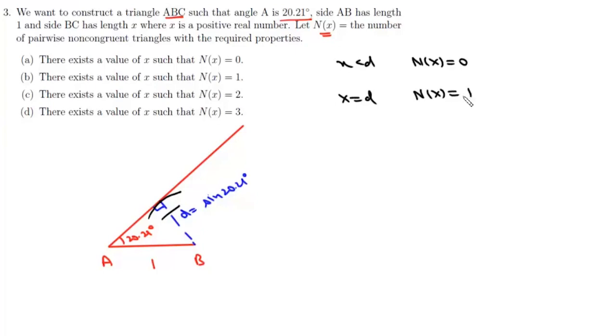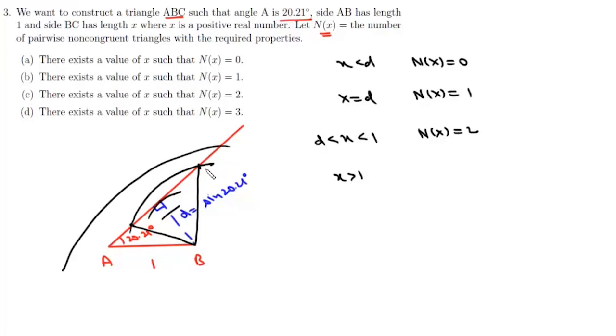just one triangle. Now if we take this X greater than D but less than 1, in that case if we draw this arc, it will have 2 points of intersection. Then we'll have this ambiguous case where we have two different triangles. So in this case, the value of nx will be 2, and if x is greater than 1, in that case again it is going to intersect only once. So this nx in that case will be simply 1. So the possible values of nx are 0, 1 and 2, which gives us options A, B and C. So the correct options are A, B, C.